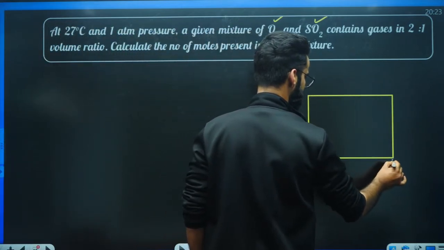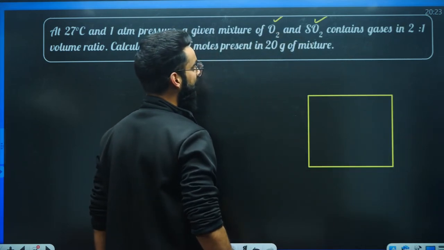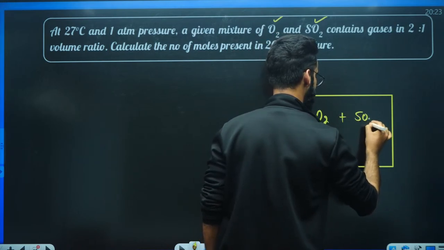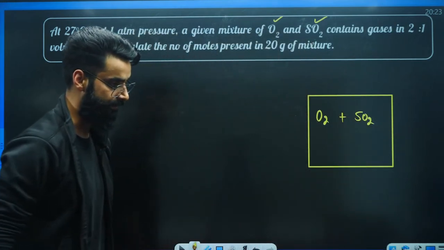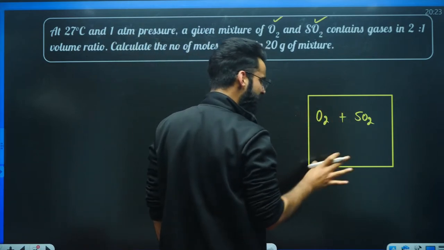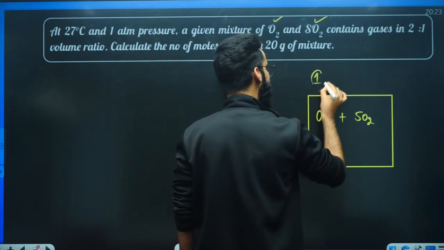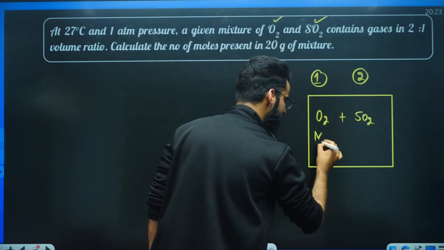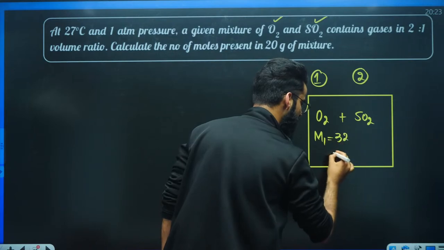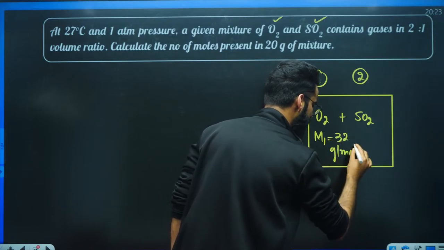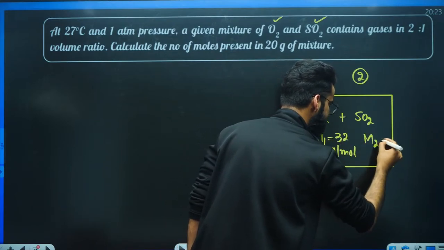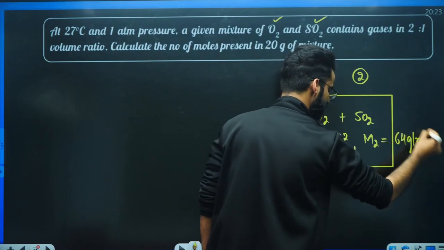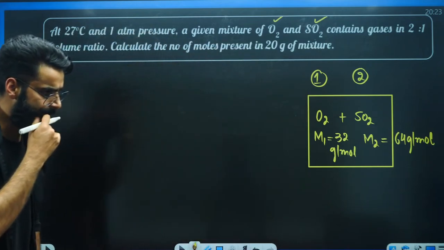For example, this is a container, and in this container we have two gases. One is O2 and one is SO2. Just to simplify, let me call O2 as gas 1 and SO2 as gas 2. If I ask you what is the molar mass of gas 1, it is 32 grams per mole. What is the molar mass of SO2? It's 64 grams per mole. You can calculate it as well.